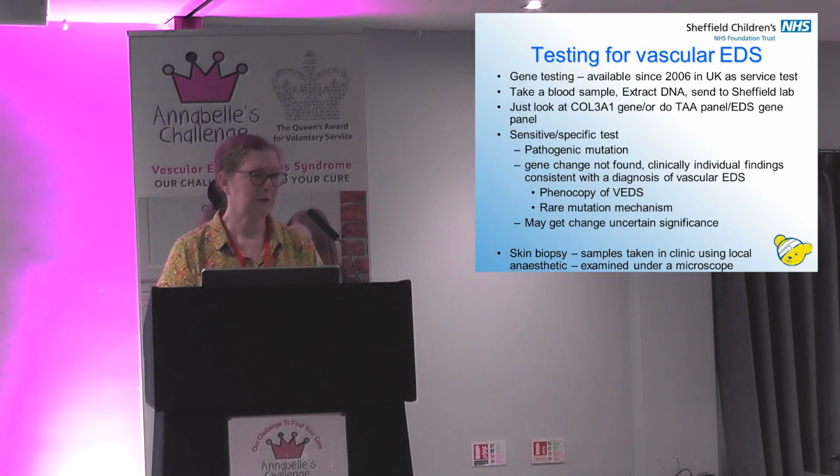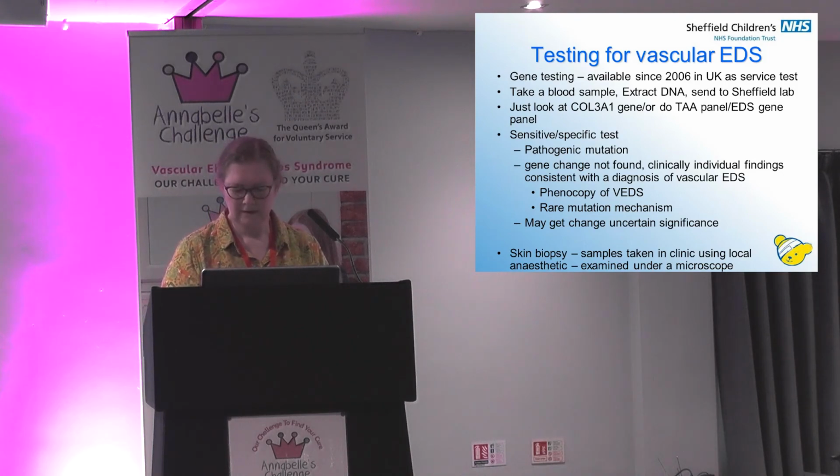And then the third possibility is that you get a change of uncertain significance in the gene. So that just means you've got a sequence change. It's never been described before, and we're unclear whether it's affecting the way the gene works or not. There's sometimes things that you can do to try and interpret that a little bit more. One of them that we use if we get a variant of uncertain significance is to do a skin biopsy to see if we have sort of typical findings on the skin.